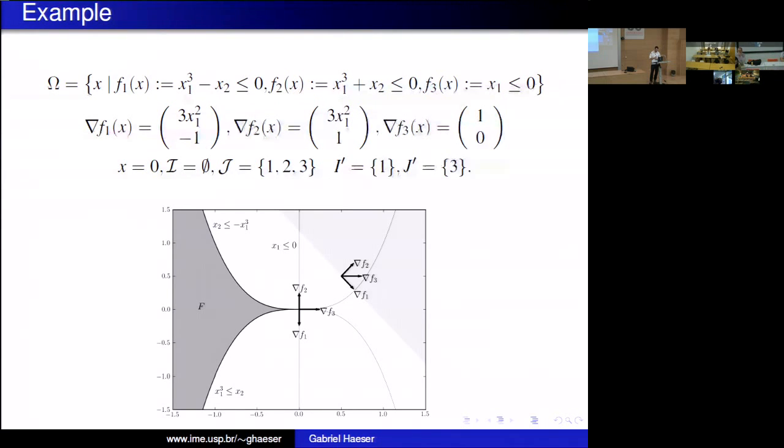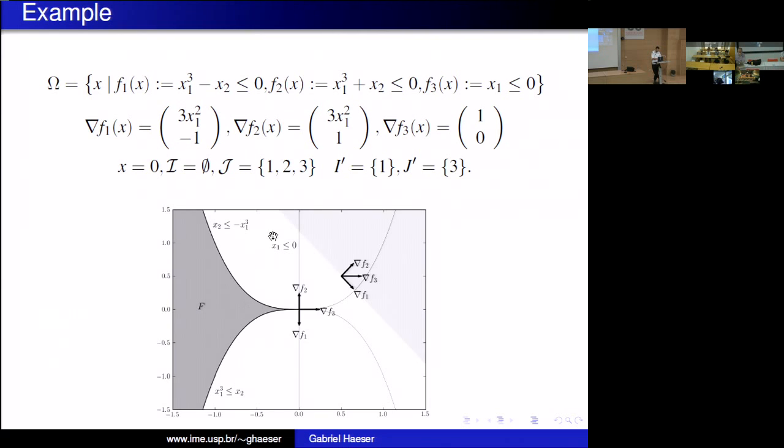There is one very interesting thing about this condition. Remember that if I didn't have this third condition, x1 less than or equal to 0, I would still have the same feasible set. So this is a redundant condition. And this is exactly the example that I showed you in the very beginning, where Guignard CQ does not hold. We computed the polars, we computed the tangent, and we showed that they are not the same.